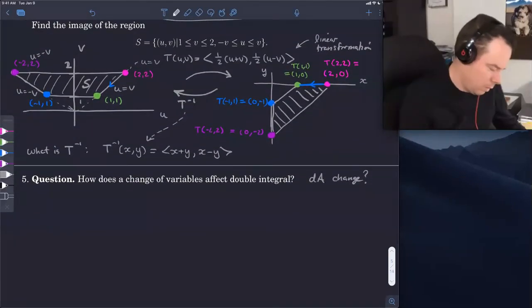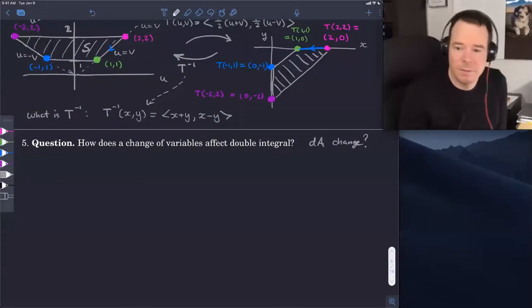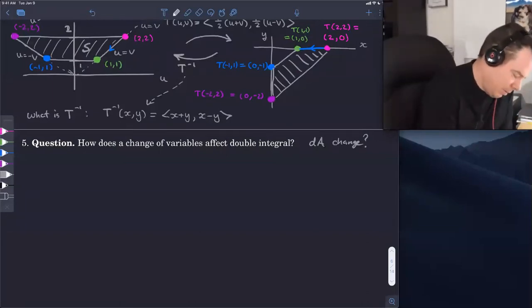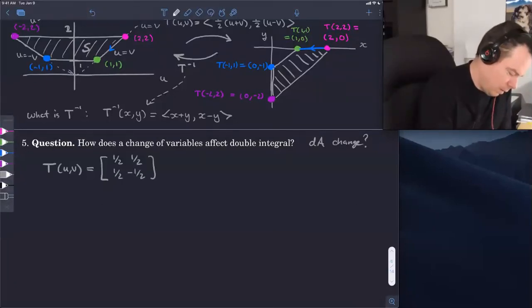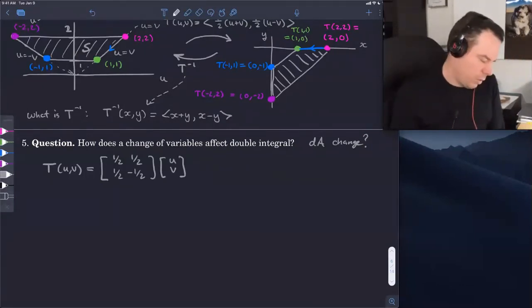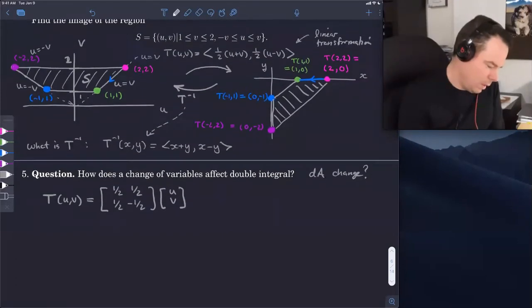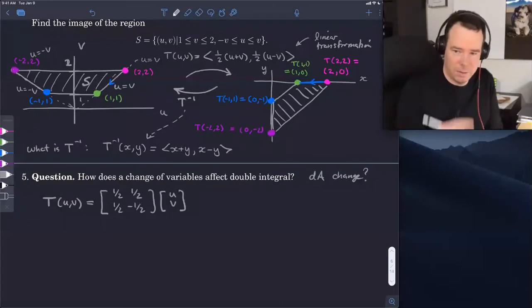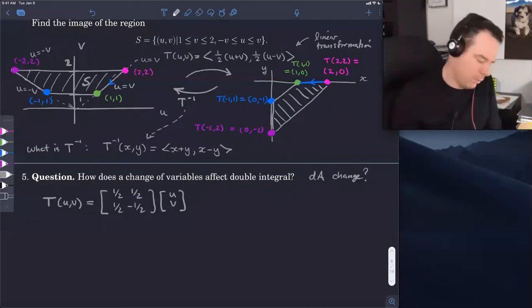And I'll give you a bit of a hint, actually more than a hint, we'll actually go through it and see. So we've got our transformation, which I'll write down as a matrix. So this is our transformation, which takes UV values and produces XY values. So that's the moving from left to right in our picture up above.